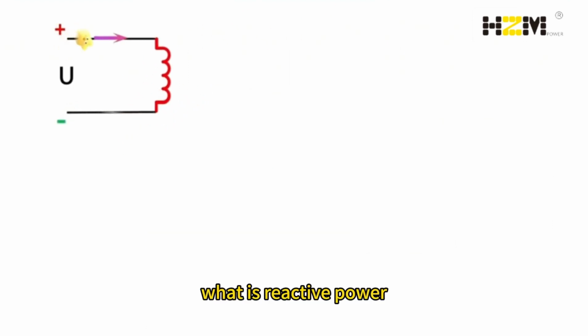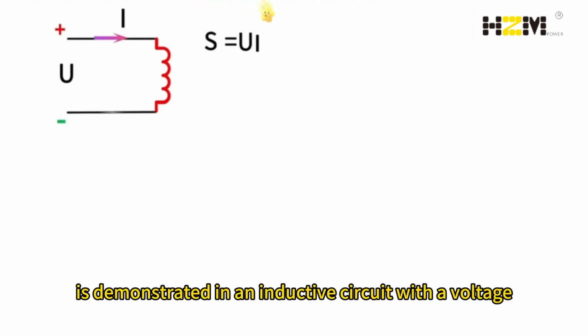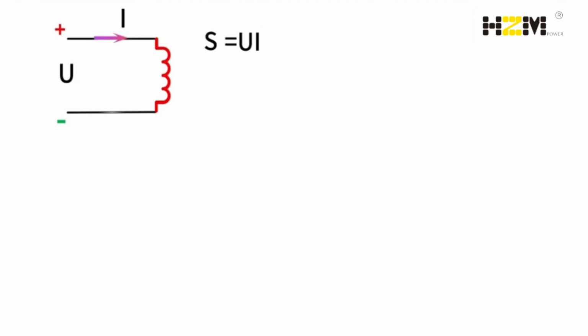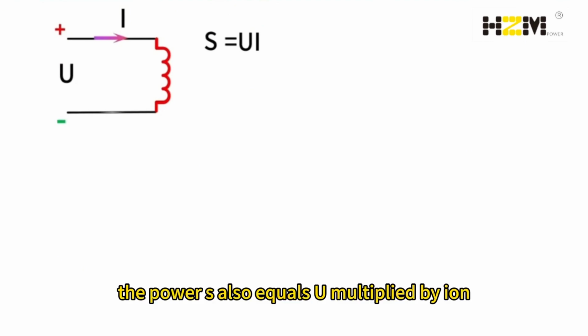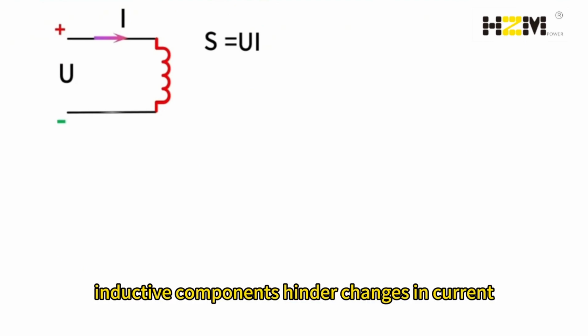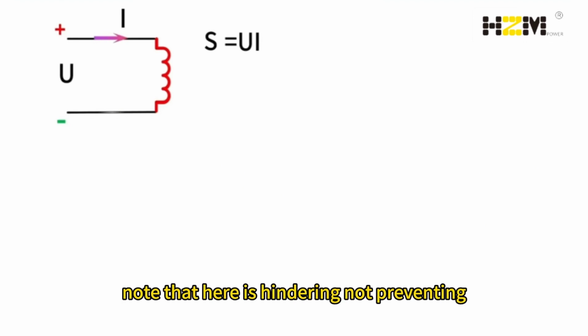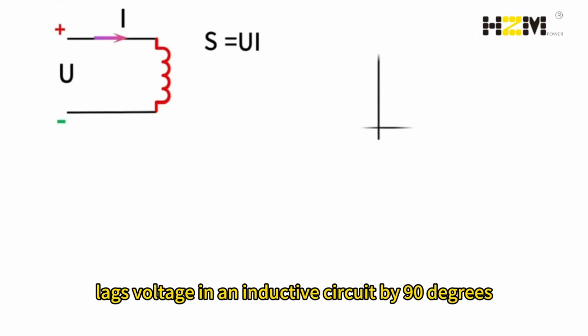What is reactive power? Reactive power is demonstrated in an inductive circuit with a voltage U and a current I. The power S also equals U multiplied by I, and inductive components hinder changes in current. Note that here it's hindering, not preventing. Current lags voltage in an inductive circuit by 90 degrees.